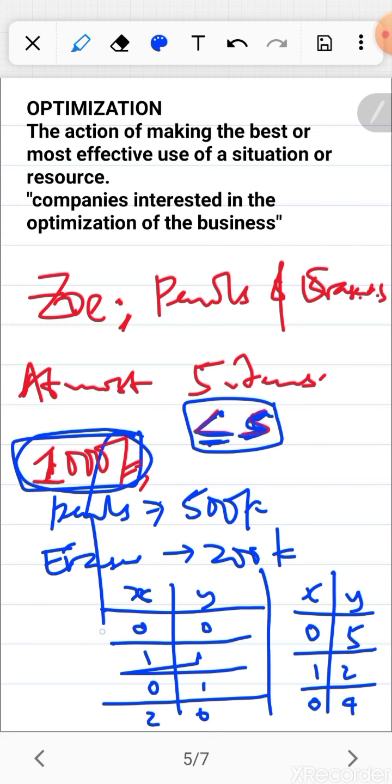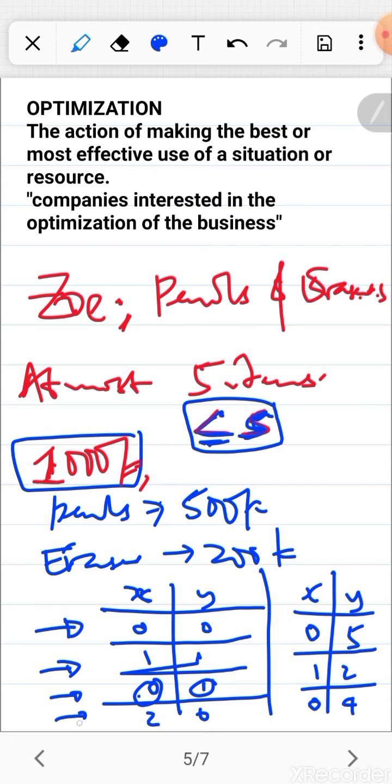If you look at each of these that I've written down, this would only cost her 0 shillings. This would cost her 700 shillings. This would cost her 200 shillings because this is 500 and that is 200. This would cost her 1,000 shillings. This would cost her 1,000 shillings. This would cost her 500 plus 400 is 900 shillings. This would cost her 800 shillings.